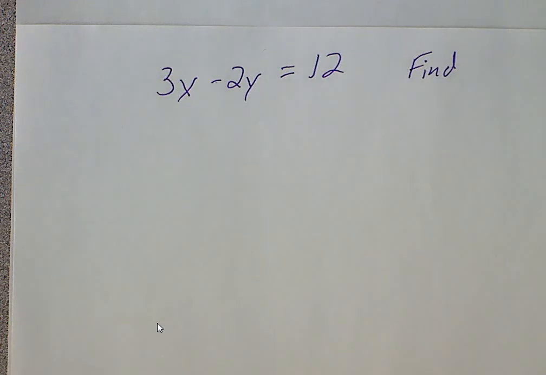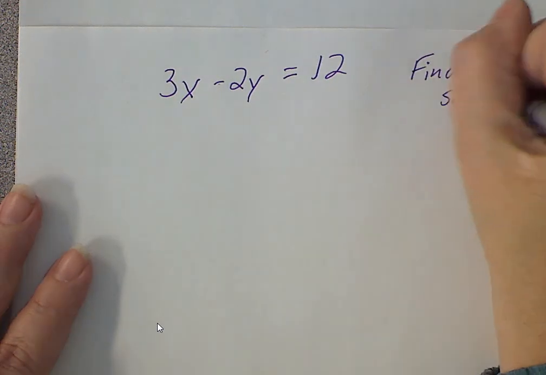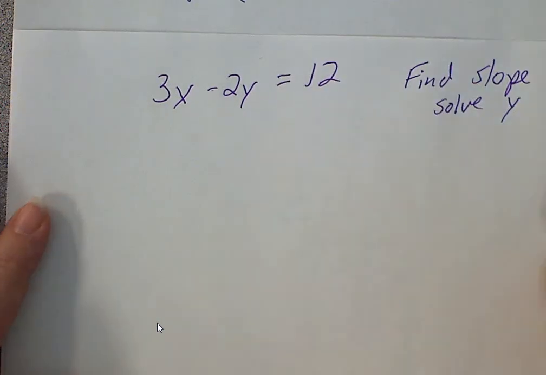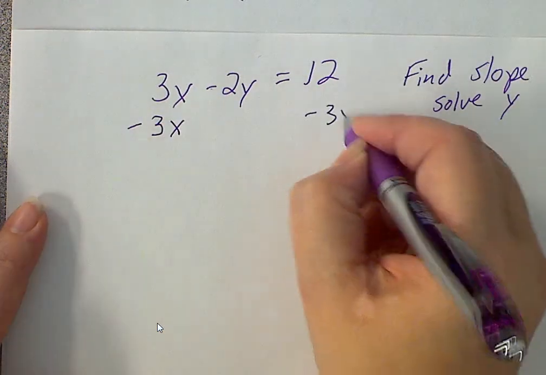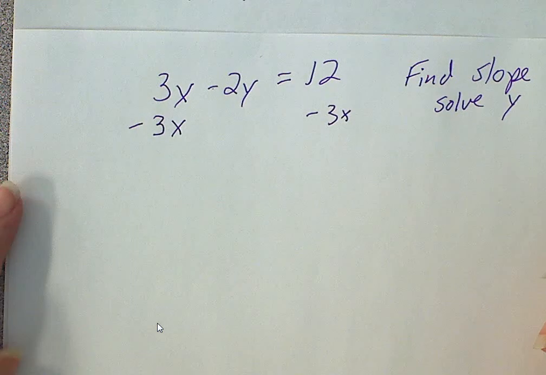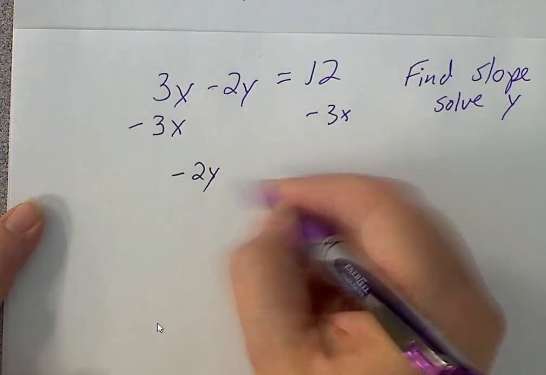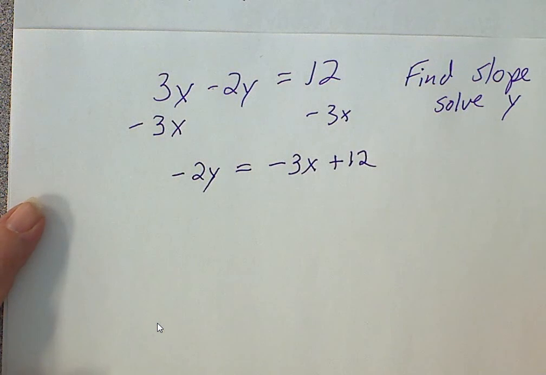All right, so now that we know this, how do I solve? I want to find the slope. I have to solve for y. So how do I solve for y right here? Subtract 3x. So I'm going to subtract 3x from both sides. And you're going to walk me through this, and I'll give you this paper. So you're going to subtract 3x from both sides. Then I'm going to have negative 2y is equal to negative 3x plus 12. And then what am I going to do? Divide by negative 2.